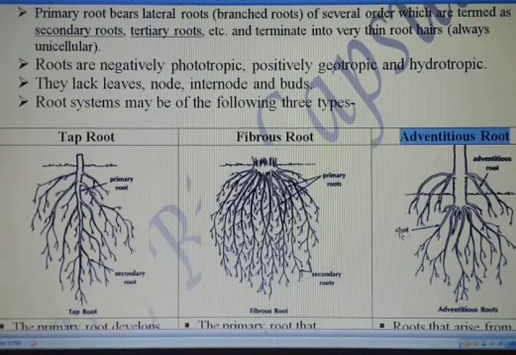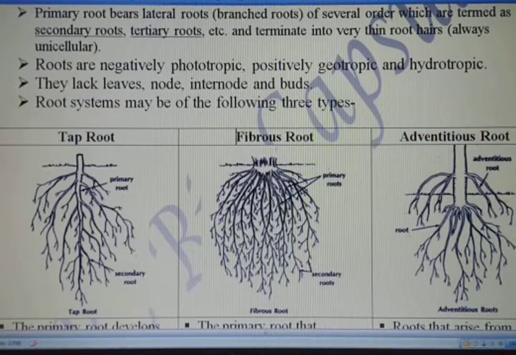As I explained here about the figure, the primary root develops from the radicle, and from the primary root later on the secondary root, from the secondary root further the tertiary root, later on it terminates into very fine hair-like structures which are called root hairs. So because over here the main root is present, this root system is called taproot system.